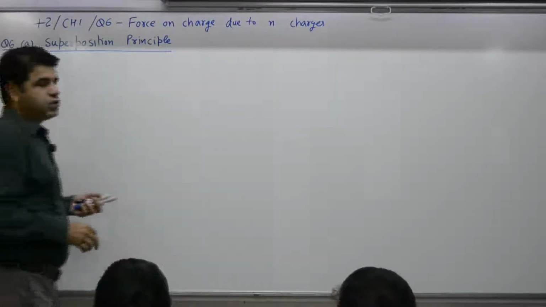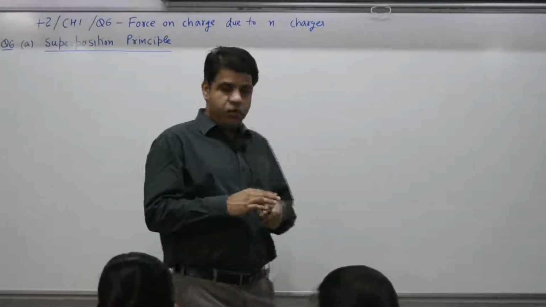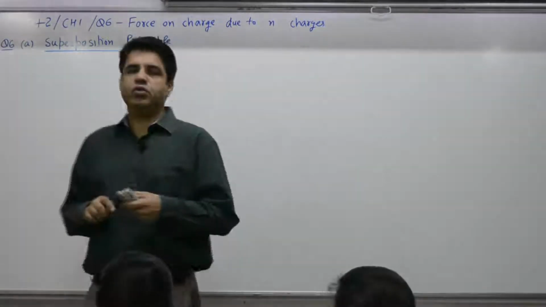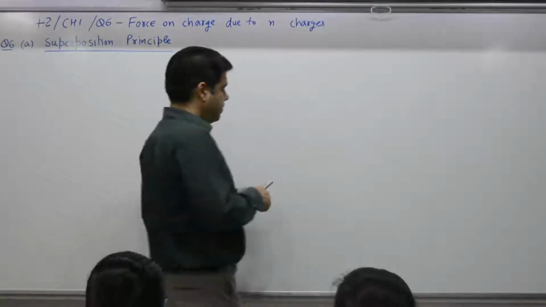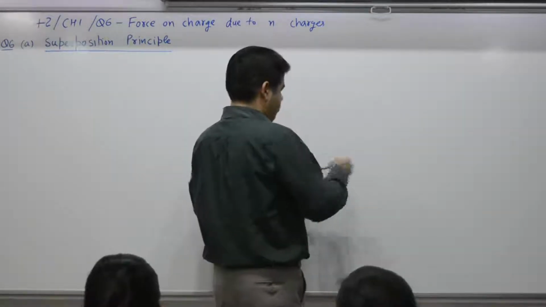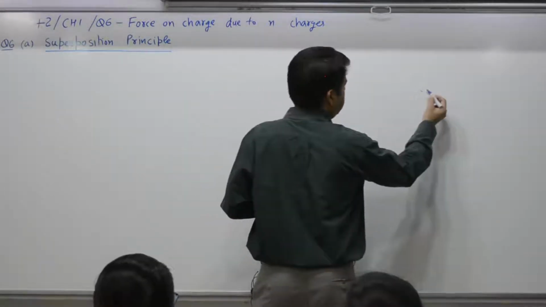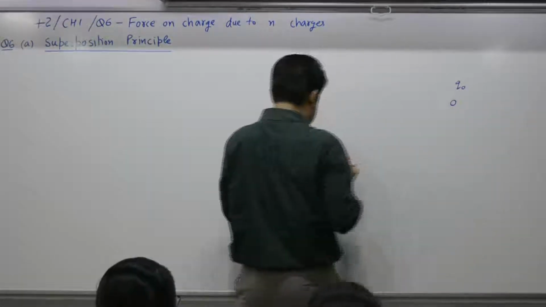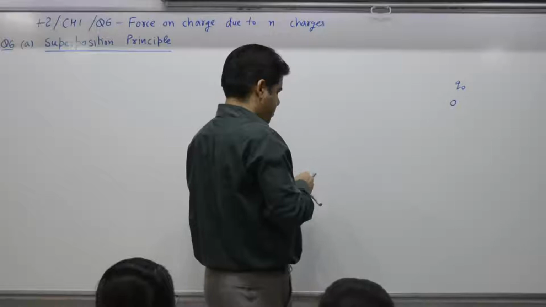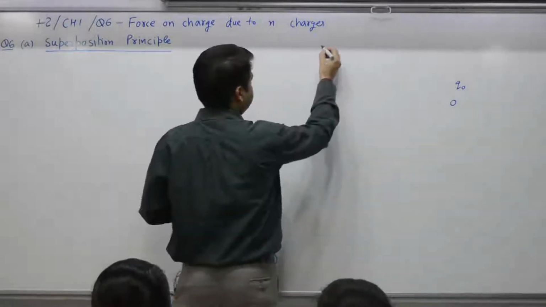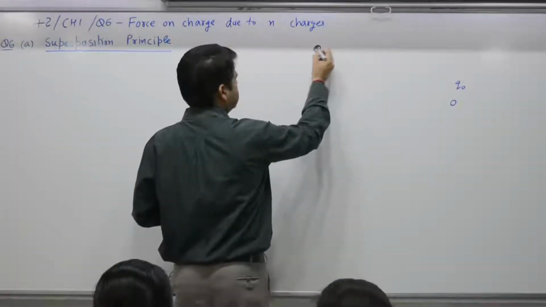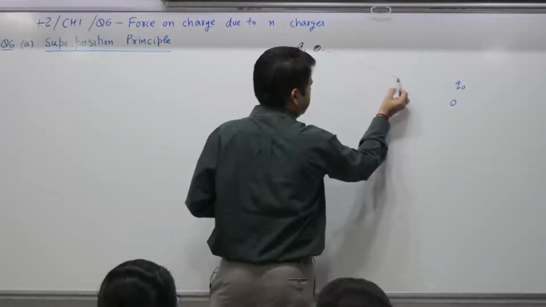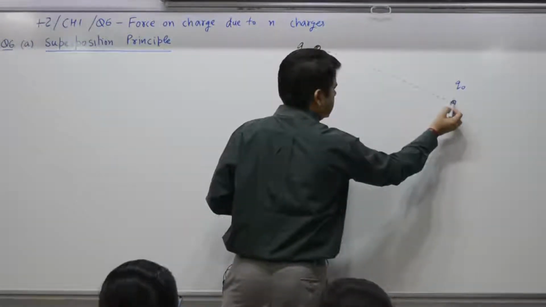Question number 6 deals with the superposition principle. There are a number of charges. There is one small charge Q naught, and there are a number of charges Q1, Q2, Q3, Q4. Because of charge Q1, there is a force acting on charge Q naught.